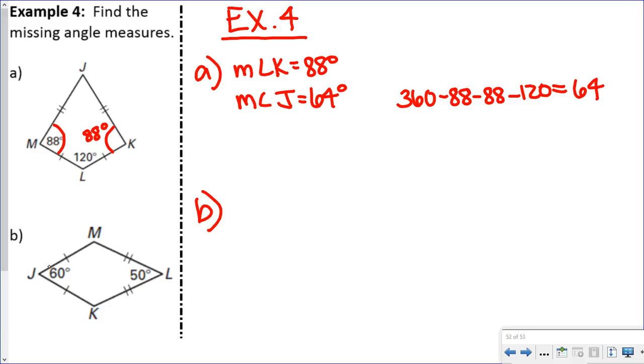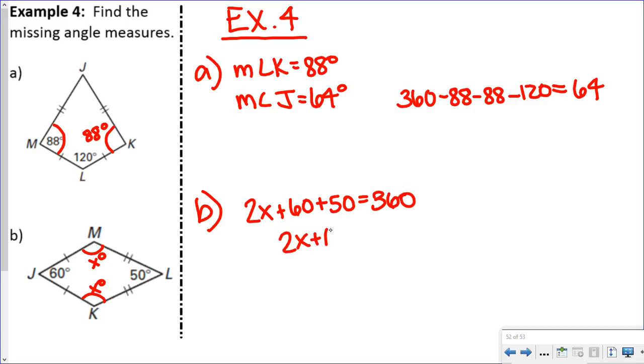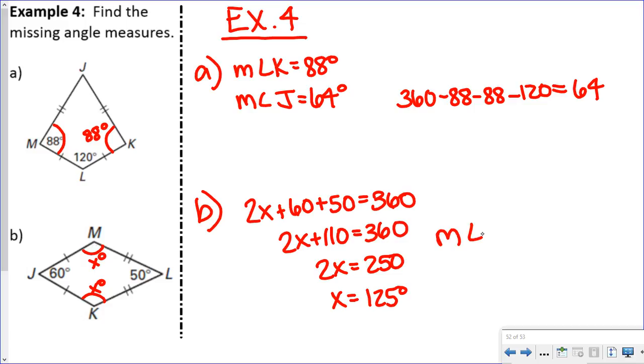All right, so again, where the single and the double meet, those are the angles that are congruent, so I could call those x degrees. They're going to be the same. So I could set up an equation: 2x plus 60 plus 50 has to add up to equal 360 again, because remember, every quadrilateral adds up to 360 degrees. So 2x plus 110 equals 360. Minus that, 2x equals 250, and we divide by 2 so that we can get both of these angles, which is 125 degrees. So that means the measure of angle M is 125 degrees, and the measure of angle K is 125 degrees.